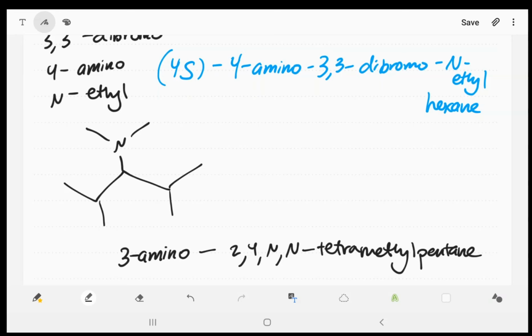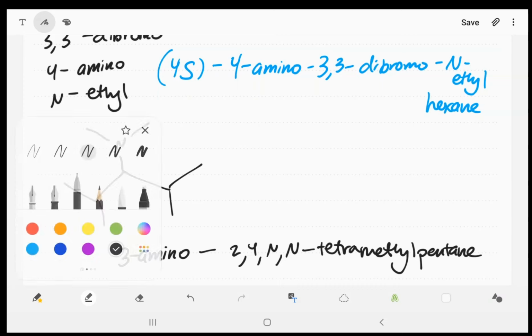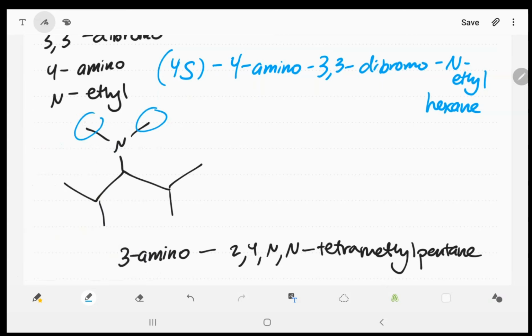So you said it's N whenever it's on the nitrogen. So with this particular one, on the nitrogen we have a methyl group, and two more methyl groups on carbons. So that's why we have methyl on carbon 2, methyl on carbon 4, methyl on N, and a second methyl on N. Altogether 4 methyl groups there. Okay. All right. Thank you.